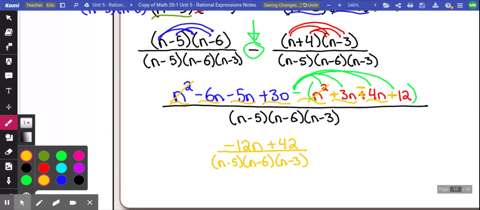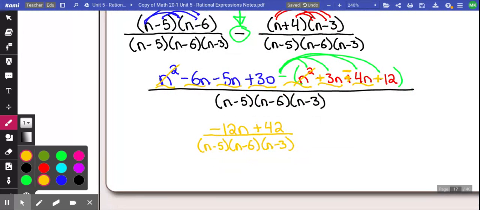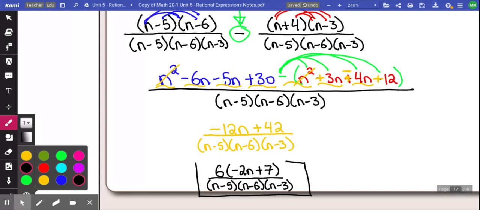You're done the question when you have one fraction. We have one fraction. You can't factor. Ooh, I can factor this. So if I look at my top, I could take out a 6, leaving me with negative 2n plus 7. All right, let's try again. So you know you're done the question when you can't factor, and you can't cancel out any binomials. All my binomials are different, so that is my final answer.